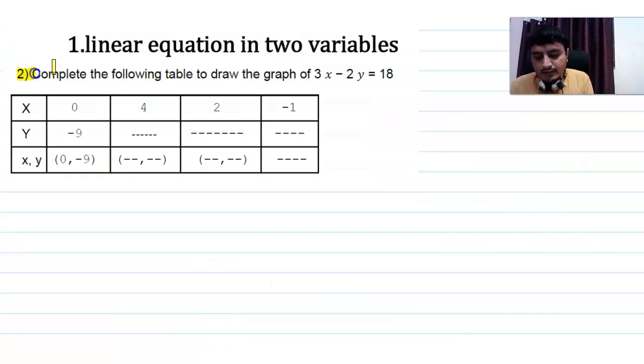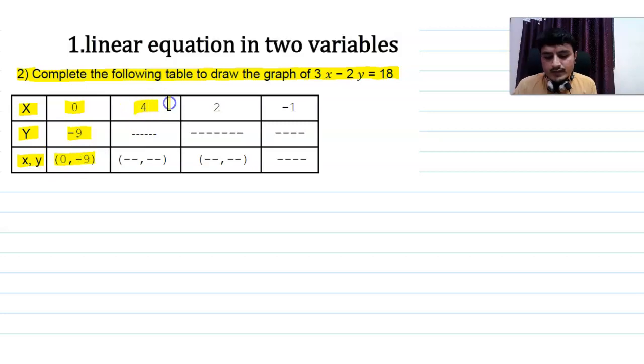Look at the second activity. Complete the following table to draw the graph of the equation 3x minus 2y equals 18. Now look at the table. We have in the first row the values of x, the next row the values of y, and at last the coordinates x comma y. First, when x equals 0, we get y equals minus 9. So the coordinates are 0 comma minus 9.